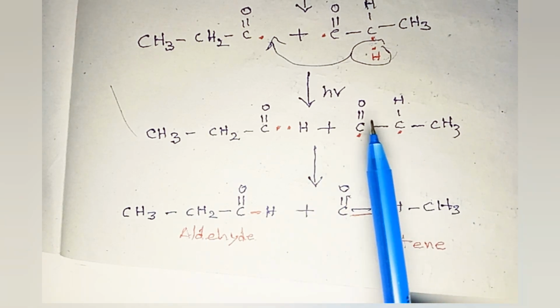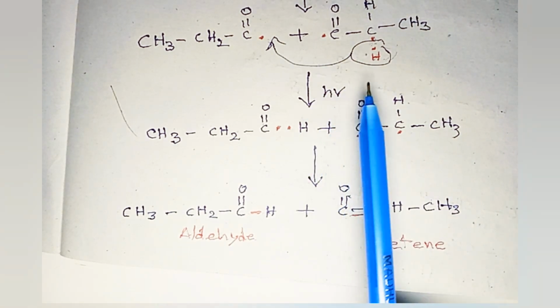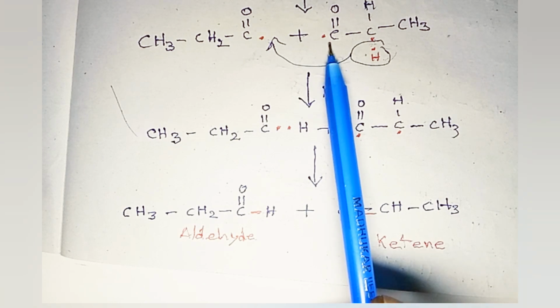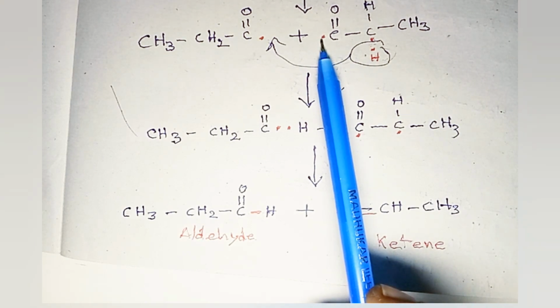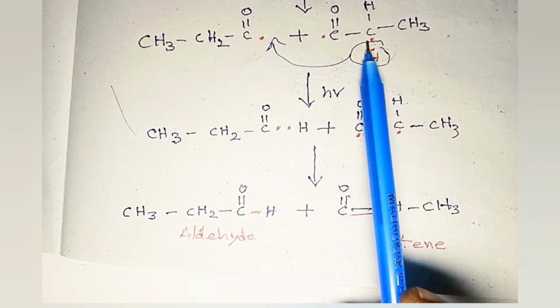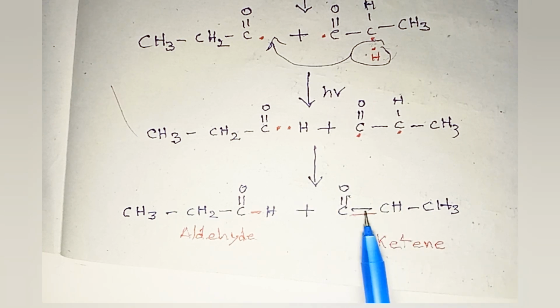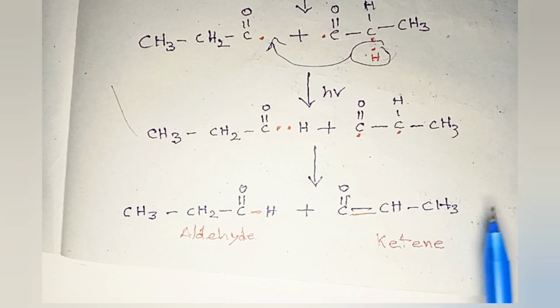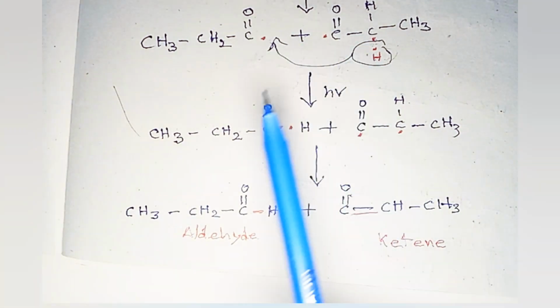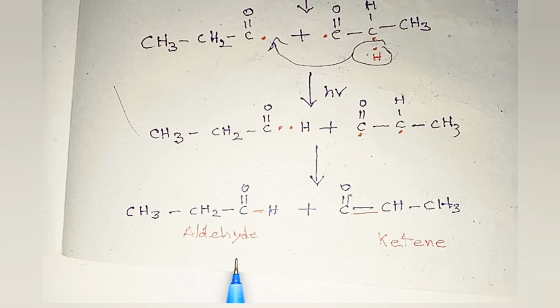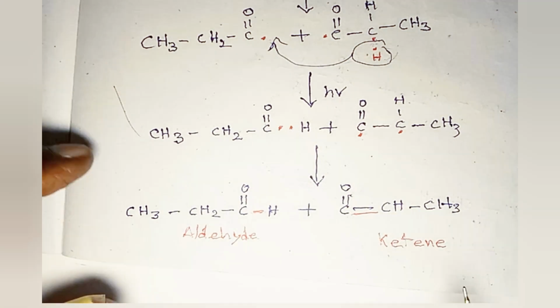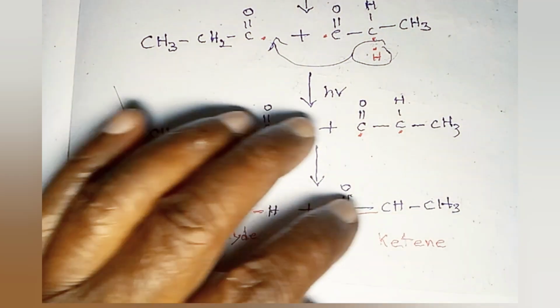The remaining carbon atom has one radical here and one radical here. Both these radicals will combine to form another bond. So this C double bond O and CH will have double bond. That is ketene. So as a result of disproportionation, we get an aldehyde and a ketene.